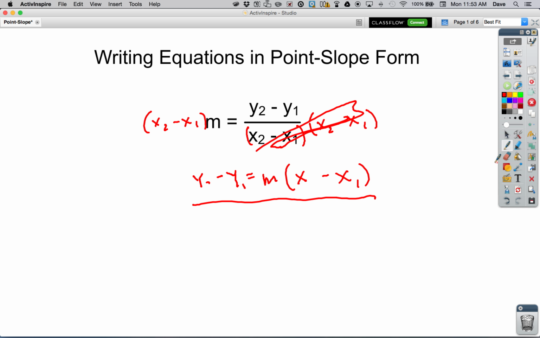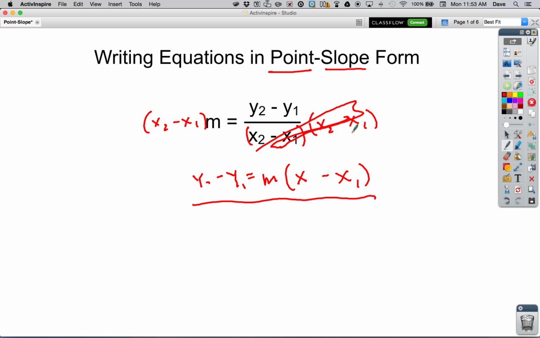But the basic idea is that if you have a point, any point on the line, not just the y-intercept, but any random point, and you have the slope, that you can plug the right things into the right spots, and you get the equation that goes with that graph without having to find the y-intercept. All right, so let's see some examples.